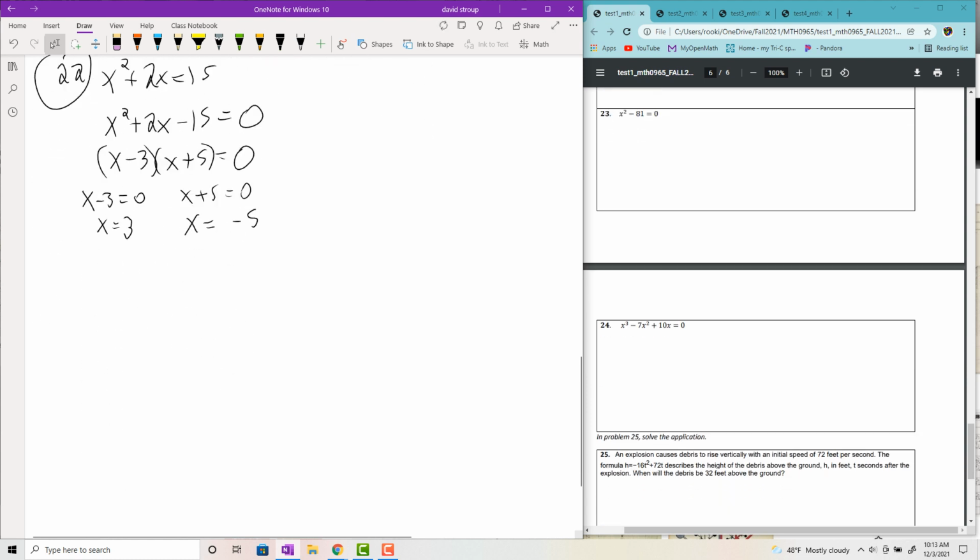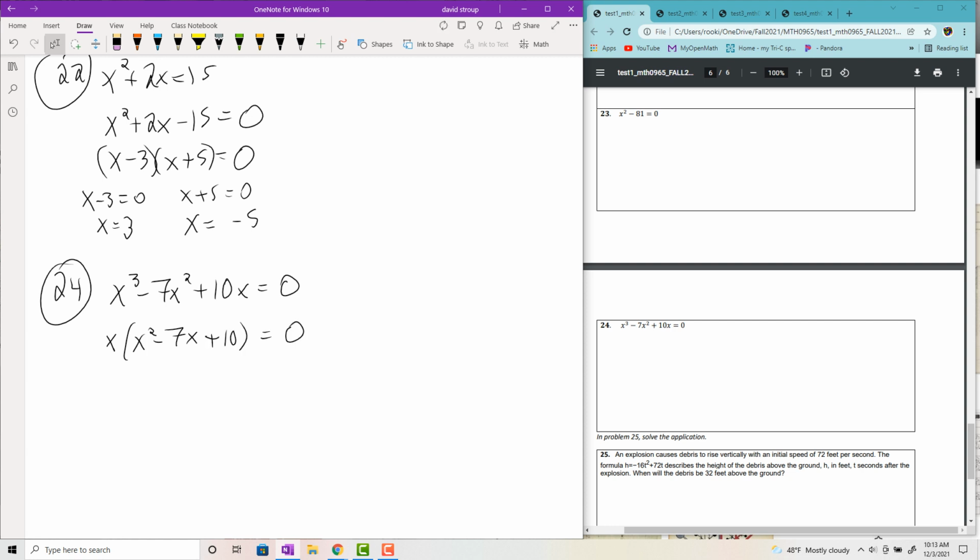24, for some reason, a lot of people screwed that one up on the test. So let me look at that. x cubed minus 7x squared plus 10x equals 0. Factor out the x. So you get x times x squared minus 7x plus 10 equals 0. Then factor that polynomial there. So you can factor it into two binomials, x minus 5 and x minus 2.